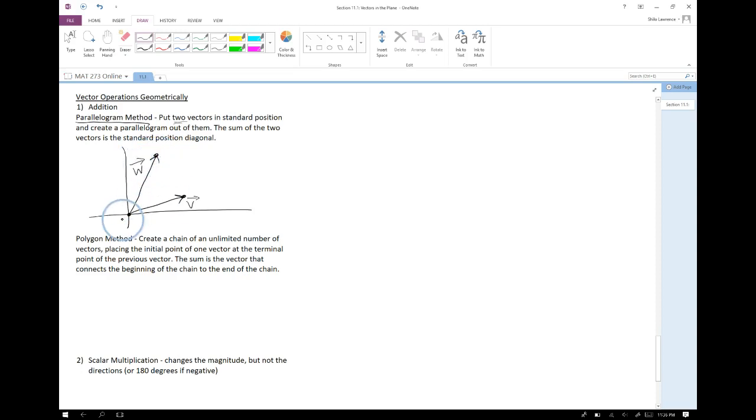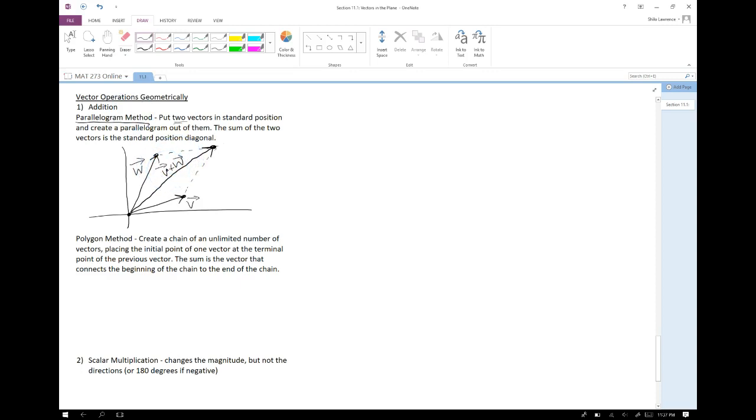I have both of them drawn in standard position, and I am going to consider these two vectors to be the non-parallel sides of a parallelogram. So we need to try to draw what that parallelogram looks like as best we can. So we finish off the other two sides. And then the sum is the diagonal that's also in standard position. So that vector would be v plus w.